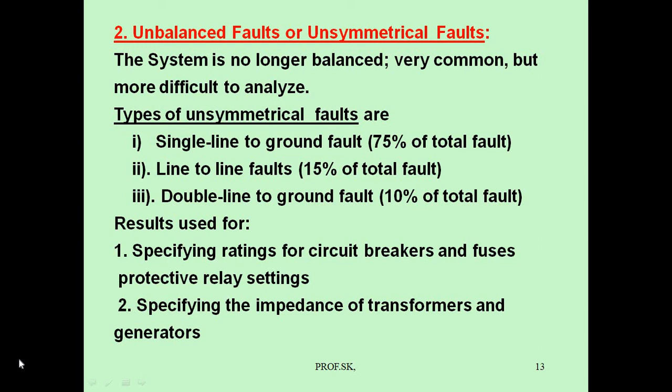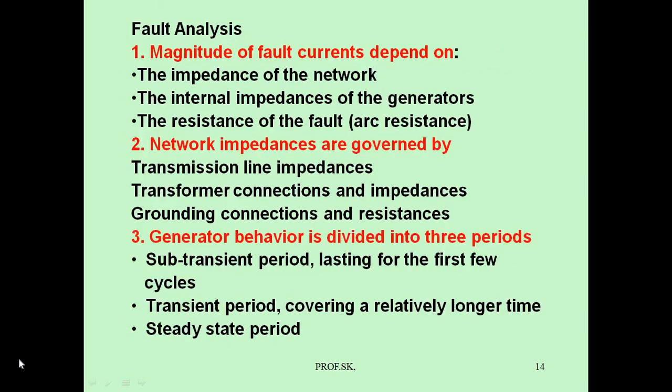Types of unsymmetrical faults: first one is single line to ground fault, 75% of total faults. Second one, line to line fault, 15% of total faults. Third one is double line to ground fault, 10% of total faults. Results of fault analysis are used for specifying ratings for circuit breakers and fuses, and protective relay settings. Second, specifying the impedance of transformers and generators.